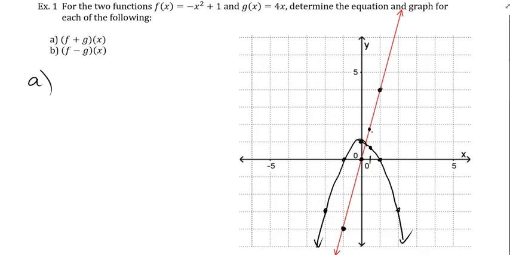But we're also going to do this algebraically. So our notation is, in brackets, F plus G at X equals F at X, which is negative x squared plus 1, plus G at X, which is 4x. So that just works out to a new quadratic in this case.